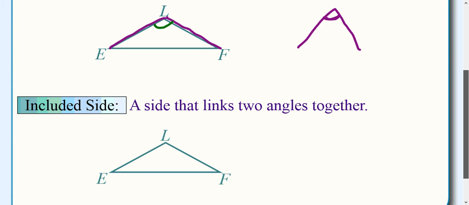And then the included side, included just means between, basically. So the included side is the side that's between two angles. So if we pick two angles, these two right there, the included side is the side that links those two angles together. So if you connect, we're talking about angle E and angle L, the side that links them together is side EL.